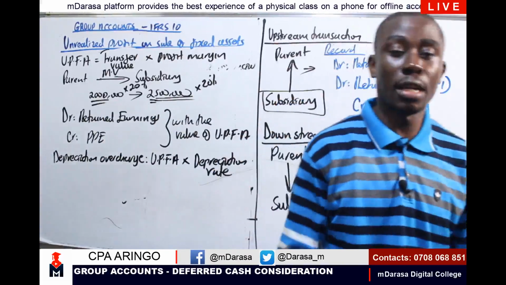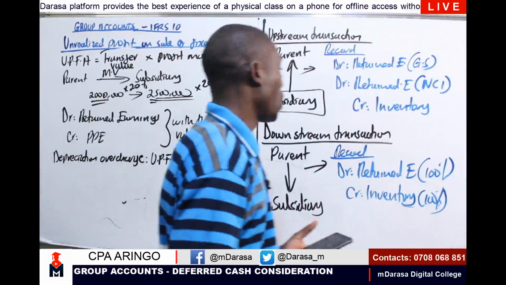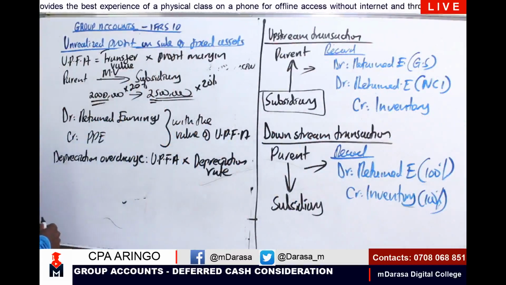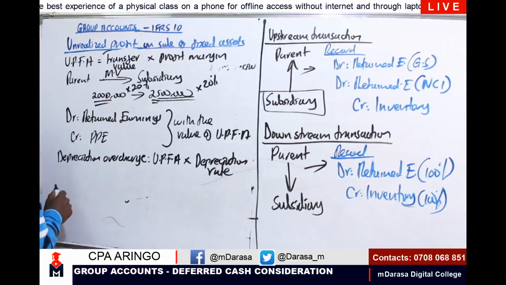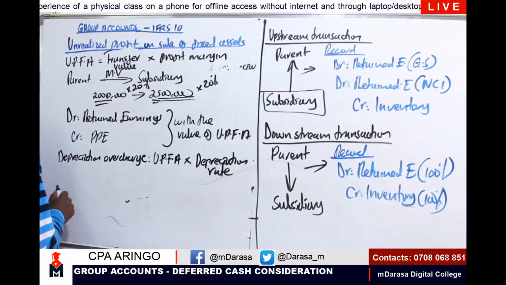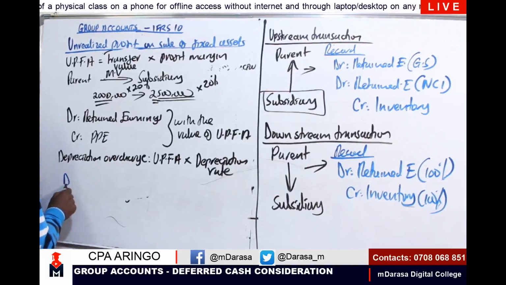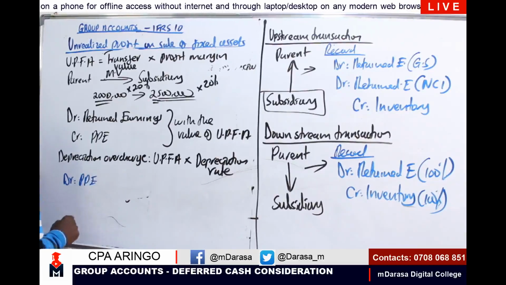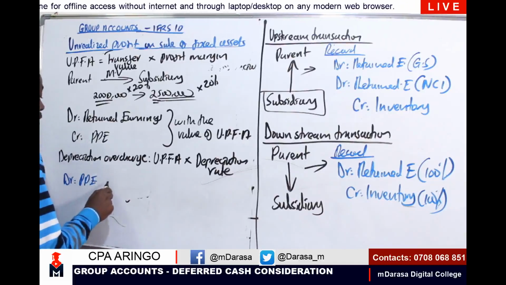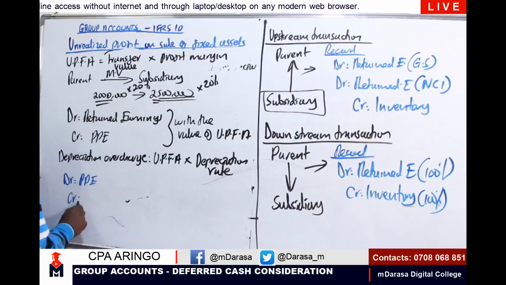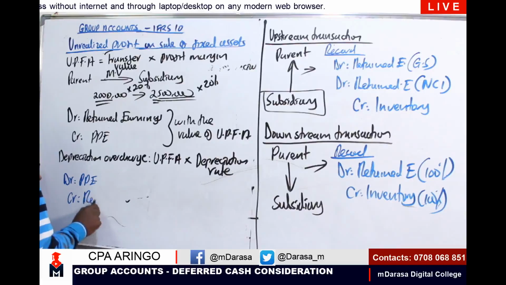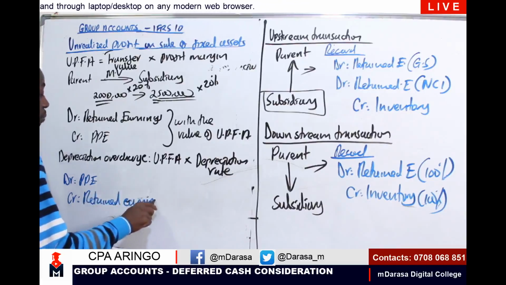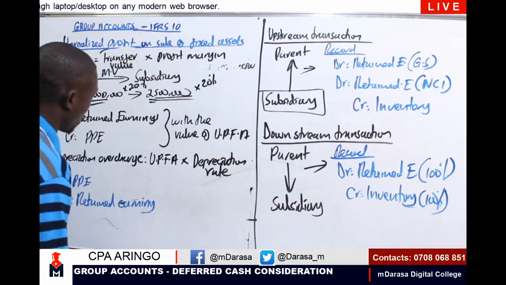So we are saying here that we need to eliminate this. So how are we going to eliminate it, my good students? In this case, we need to debit our PPE. With excess depreciation, we are going to debit our property, plant, and equipment. Of course, we are going to credit what? Our retained earnings. Reason being, I'm providing more expense than required.